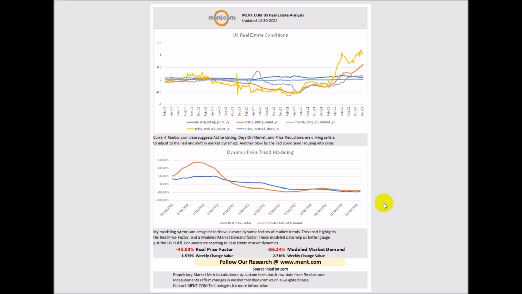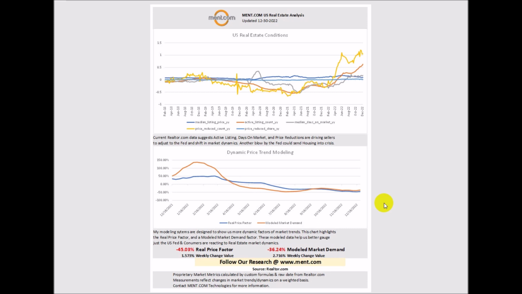There is a minus 36.24% demand for housing and a minus 45.03% pricing factor. This does not take into consideration the new 50 basis point rate increase by the Fed 2 weeks ago. So understand that these numbers are likely going to change fairly dramatically, I would expect. I think the bottom is going to start to fall out of the housing market here.